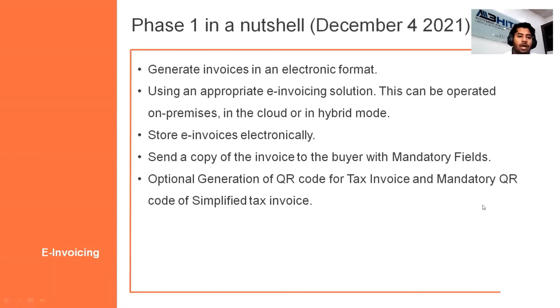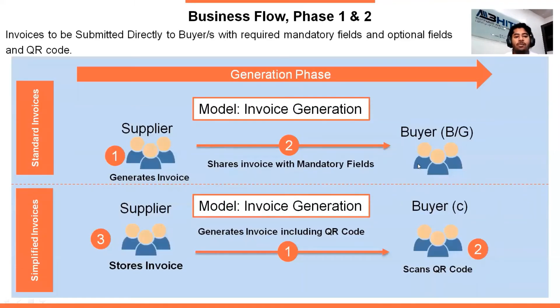This was a simple phase one. Now let us look at what happens in the business flow, step by step, to truly understand what happens. Basically, there is the generation phase, which is phase one, and the standard invoices, which is the tax invoice. The supplier generates the invoice and shares it with the mandatory fields to the buyer, in an electronic format. That is for the tax invoice. For the simplified tax invoice, the supplier generates the invoice, including the QR code and mandatory fields, and shares it with the buyer. For this simplified tax invoice, a QR code is mandatory. Without it, the invoice would be considered invalid.